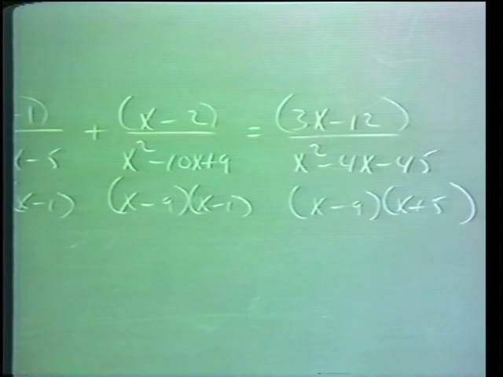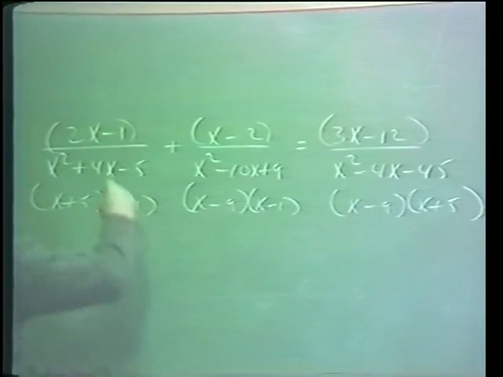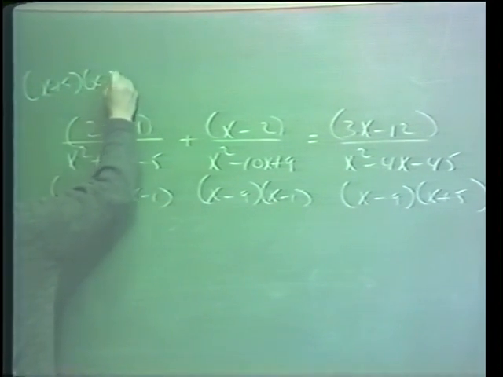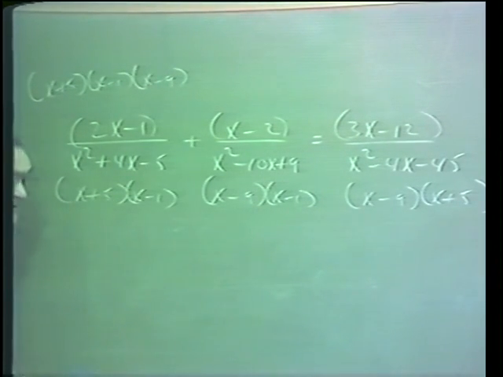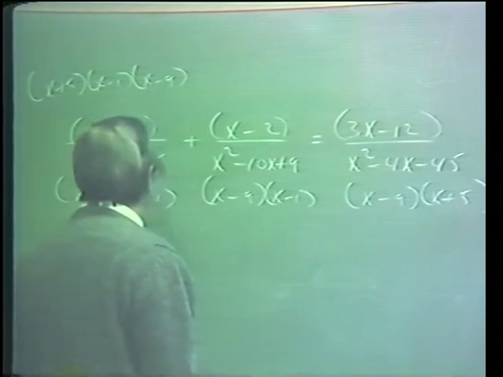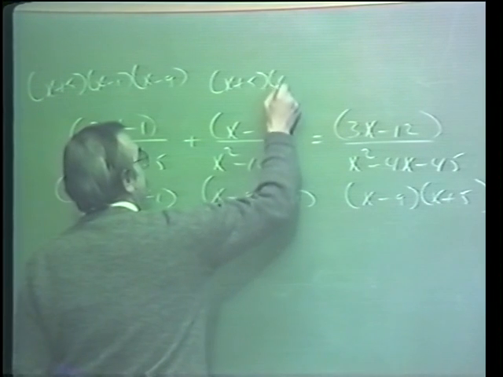We're now ready to find the LCM. We take everything from the first. That will be x plus 5, x minus 1. From the second, we need an x minus 9. Now this is what we're going to multiply each term by. Each term we're multiplying by this LCM.